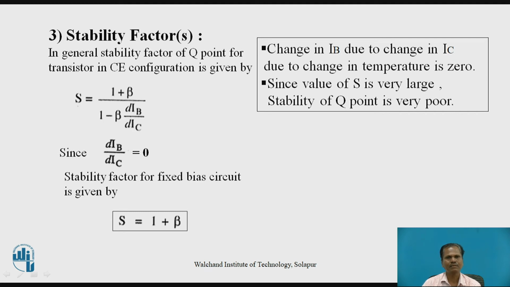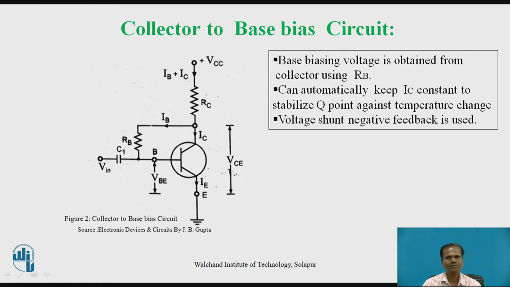So, any change in collector current due to any change in temperature, that is reverse saturation current, the corresponding change in collector current is indicated by the stability factor. Stability factor S indicates the change in collector current due to change in reverse saturation current, that is, due to change in temperature. Now, let us go for the second type of transistor biasing circuit.